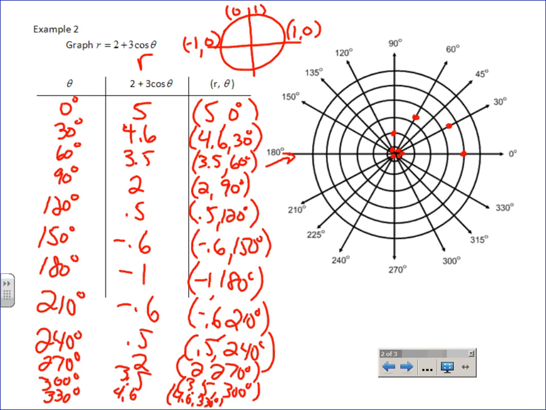So where's 240 here? Did I do that one already? Yep. And then we go 270 is back out to 2. 300 is out at 1, 2, 3.5. Again, are these the only points on there? No, there's a ton of points on there. So basically, if you saw it graphed, it would go in like this, loop around, and shoot right back out the other way.